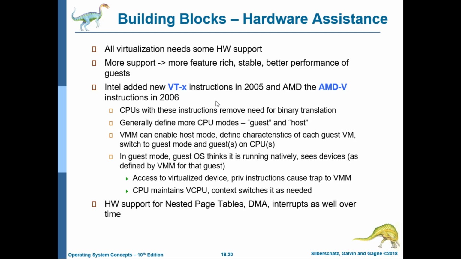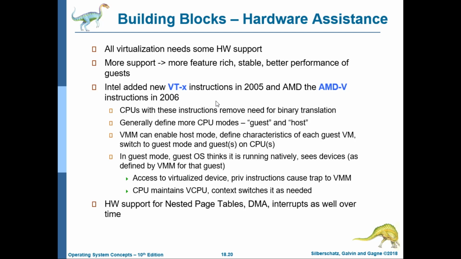AMD-V instructions. CPUs with these instructions removed the need for binary translation and generally define more CPU modes, the guest and the host. The VMM can enable the host mode, define characteristics of each guest virtual machine, and switch to guest mode and guests on CPUs. In guest mode, the guest OS thinks it is running natively. It sees devices as defined by the VMM for that guest. Access to virtualized devices and privileged instructions cause a drop to the VMM, and then the CPU maintains the vCPU context and switches it as needed.